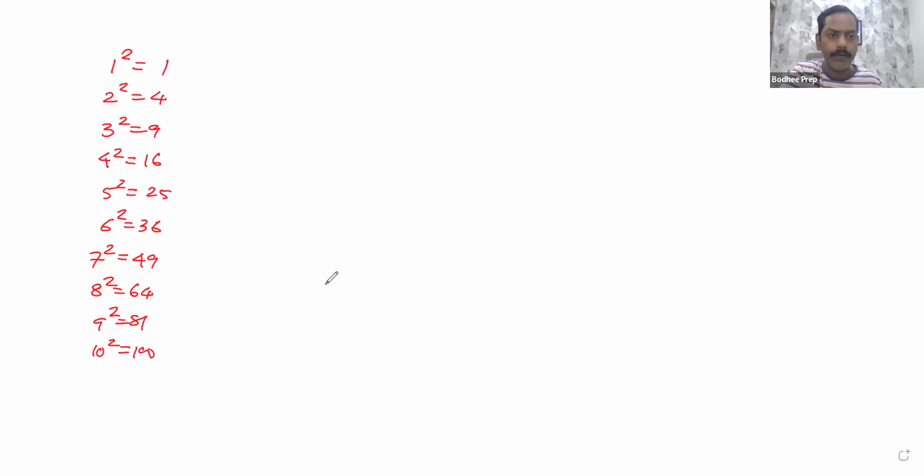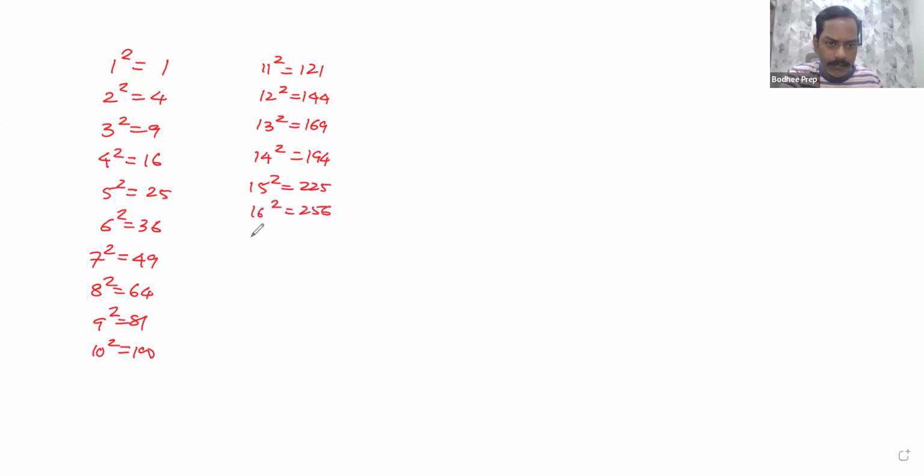is 100, right? Then 11 square is 121, 12 square would be 144, 13 square is 169, 14 square is 196, 15 square is 225. 16 square is 256. 17 square is 289. 18 square is 324. 19 square is 361. 20 square is 400.